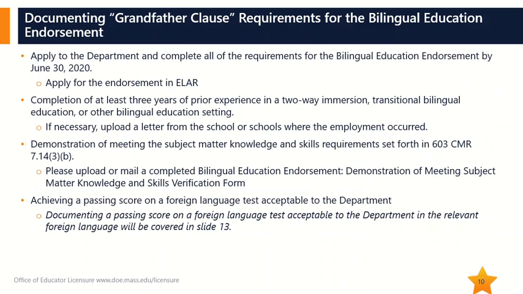Individuals who did not satisfy the employment and demonstration of meeting the required subject matter knowledge and skills in one school or district should upload the previously mentioned form and a letter from the school setting or settings in which the remaining employment occurred. If any employment is less than full-time, then such letters should state the full-time equivalency for each applicable period of employment. Letters must be on official letterhead signed by a superintendent, assistant superintendent, human resources director, principal, or equivalent position in a non-public educational setting, stating the candidate's employment as a teacher in a bilingual education setting.